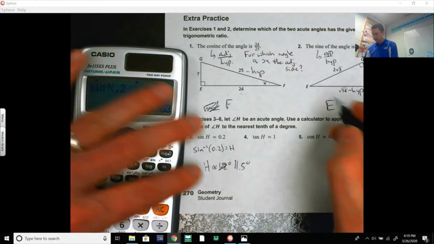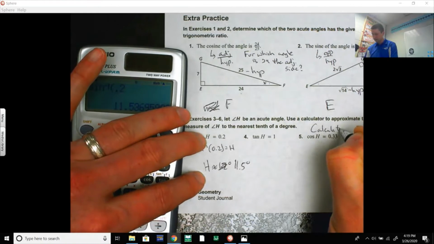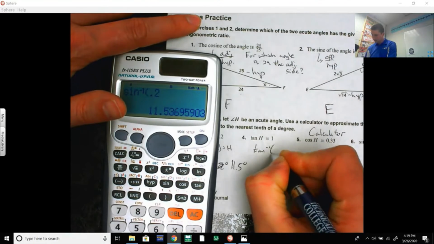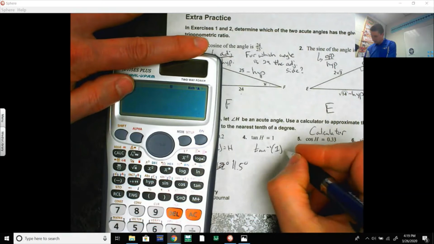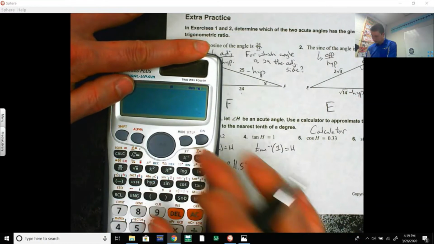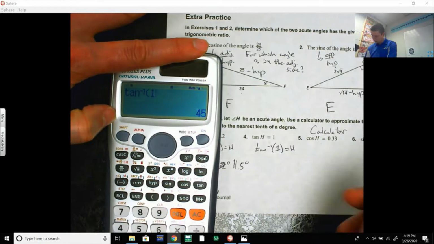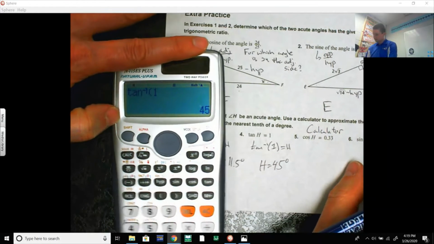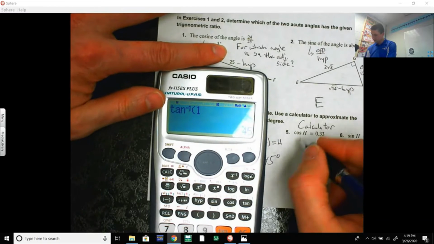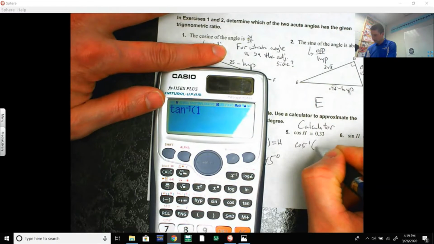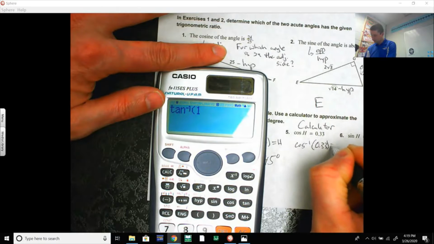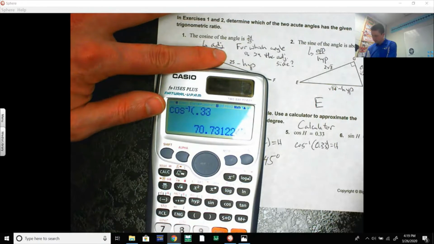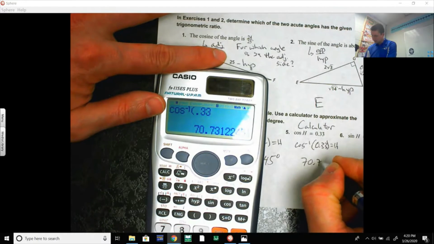Okay, using the calculator. Tangent of H is 1, so we'll do inverse tangent of 1. That would equal H, so shift tangent 1, 45. I knew that one. Okay, cosine H is 0.33, so we have to do the inverse cosine of 0.33. That's going to equal H. And that is 70.7 degrees.